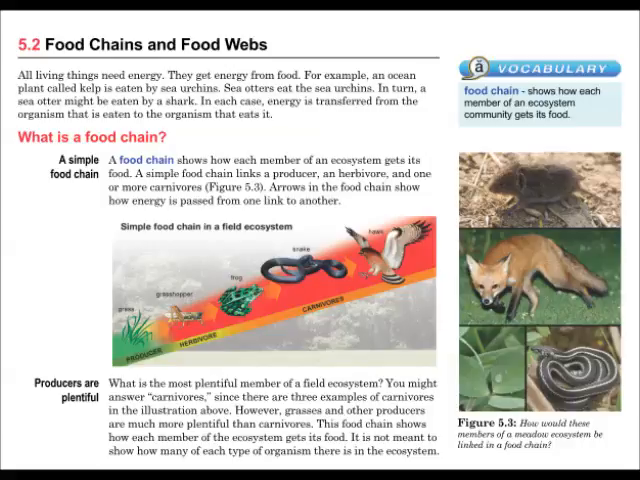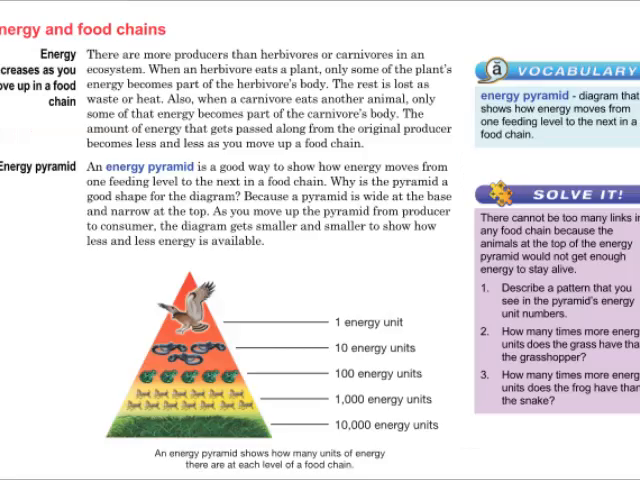What is the most plentiful member of a field ecosystem? You might answer carnivores, since there are 3 examples of carnivores in the illustration above. However, grasses and other producers are much more plentiful than carnivores. This food chain shows how each member of an ecosystem gets its food. It is not meant to show how many of each type of the organism there is in an ecosystem. There are more producers than herbivores or carnivores in an ecosystem.